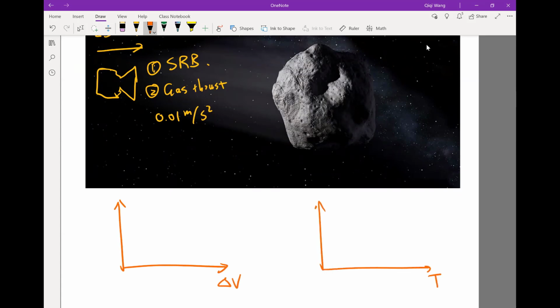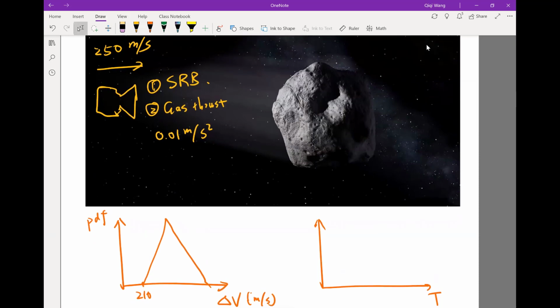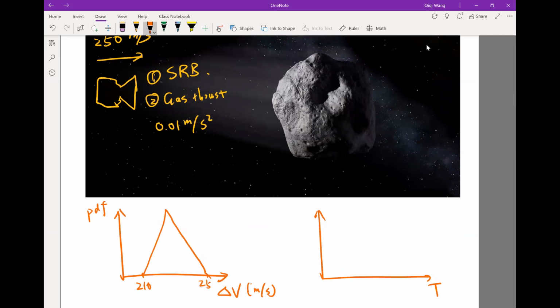So let's say this is the burn time T, and the delta V satisfies a triangular distribution. So the PDF of the delta V is triangular with a minimum of, let's say, 210 meters per second. So let's say the unit is meters per second. We're approaching with 250 meters per second, and the maximum is going to be exactly 250. So if you get the maximum delta V, you won't have to decelerate at all. Okay, and the peak is at 220 meters per second.